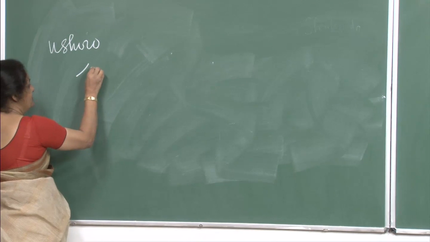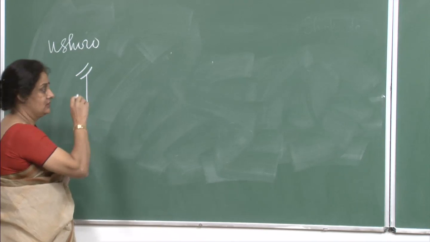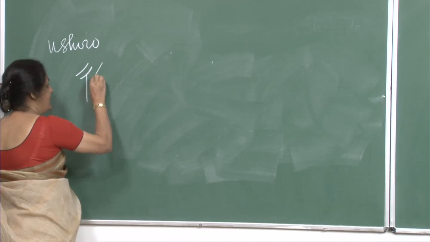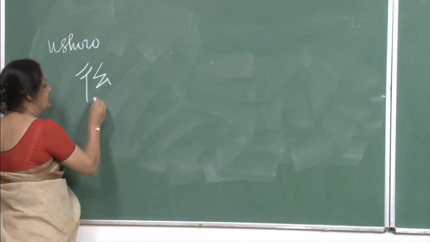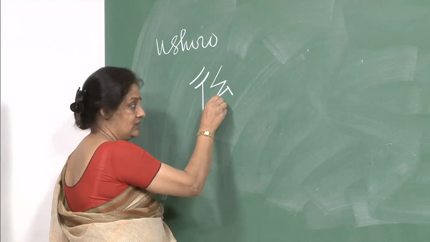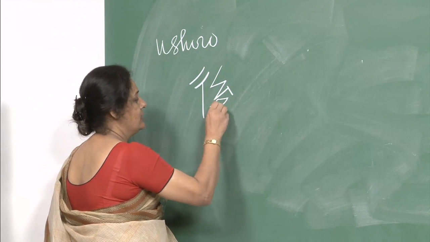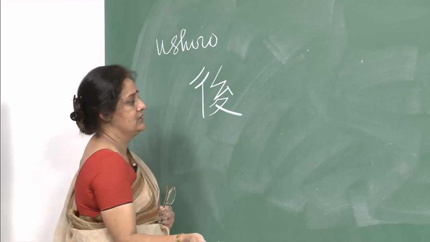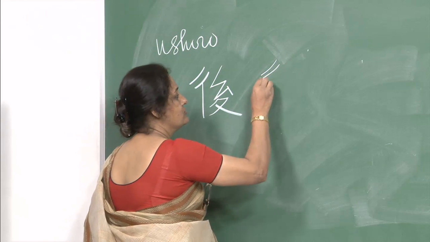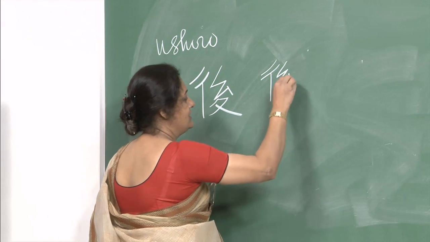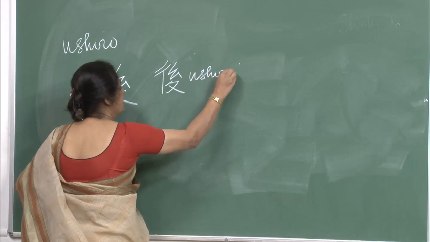One, two, three. One part of the kanji. One, two, three. Second part of the kanji. Then the third part is one, two, and three, like this. So it's a 9-stroke character. You will see 1, 2, 3, 4, 5, 6, 7, 8, and 9, meaning ushiro.